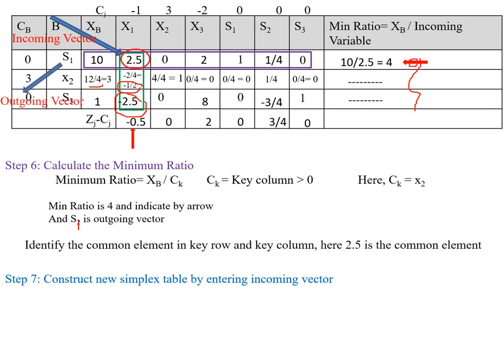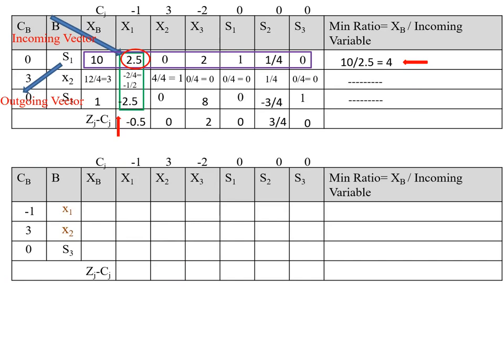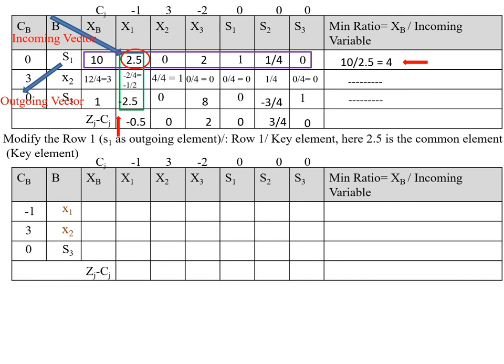So next, once again, we have to identify the common element in the key column and the key row. Here 2.5 is the common element. After that, once again we have to construct the new simplex table by entering the incoming vector. So this is the new simplex table. Here x1 is the incoming variable and S1 is the outgoing variable, so I have to replace S1 with x1 and also modify the CB value as minus 1, because the x1 coefficient is minus 1.